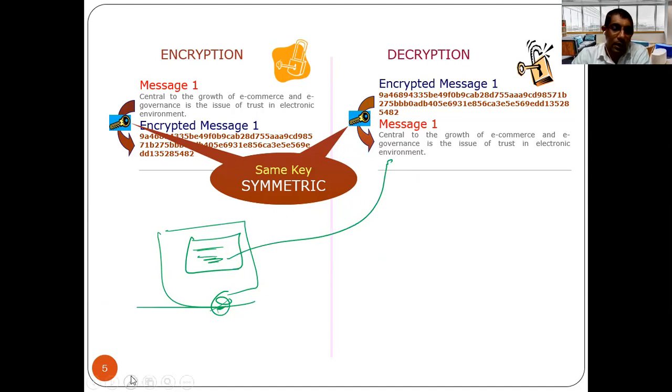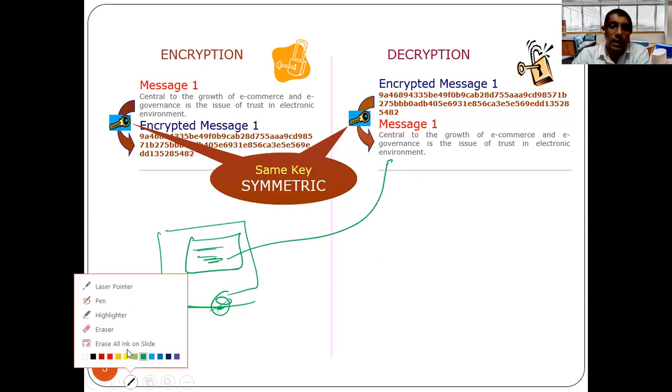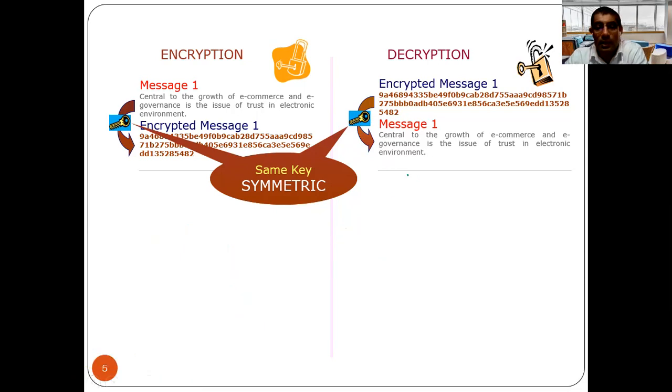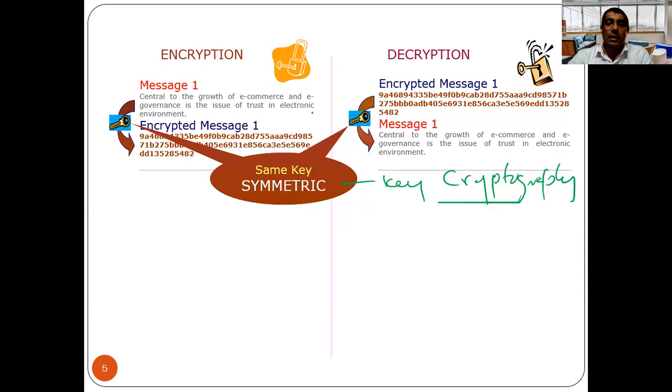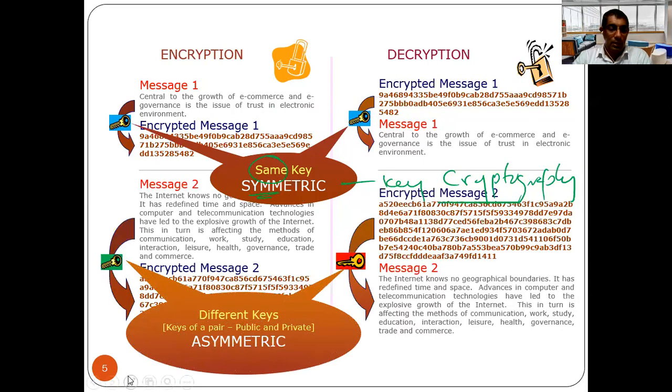So this is what we call symmetric key, same key, right? Some people call this symmetric key cryptography. This cryptography is like encryption. So what is meant by cryptography? You encrypt with a key and then you decrypt with the same key. That's what I say. Same key is what we call symmetric key cryptography. Look here, another example.